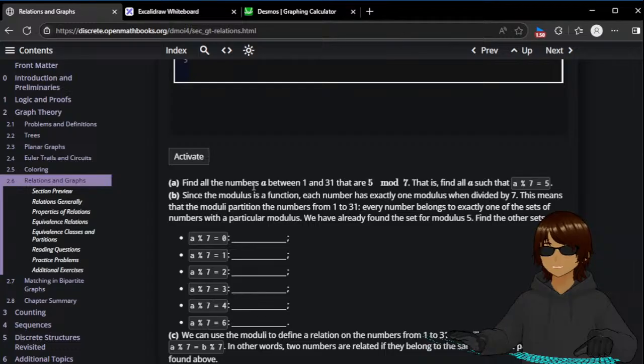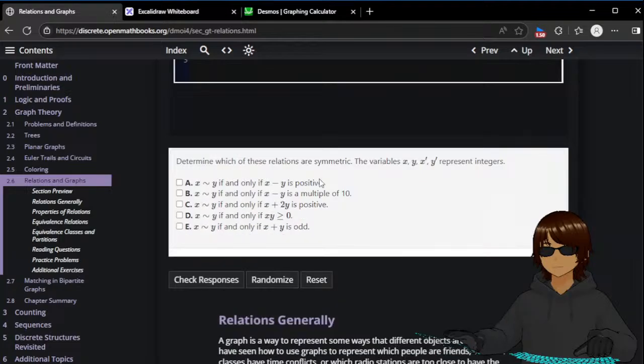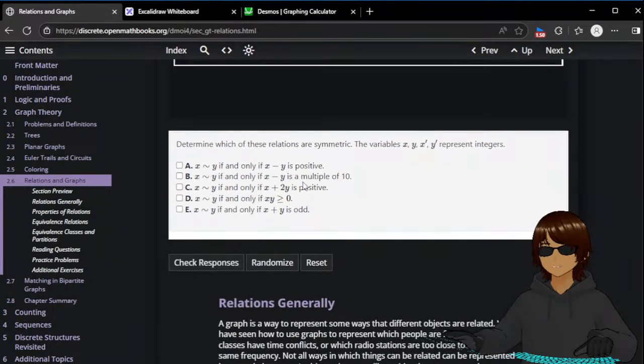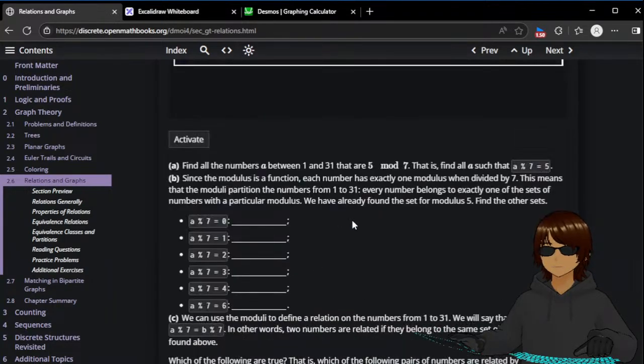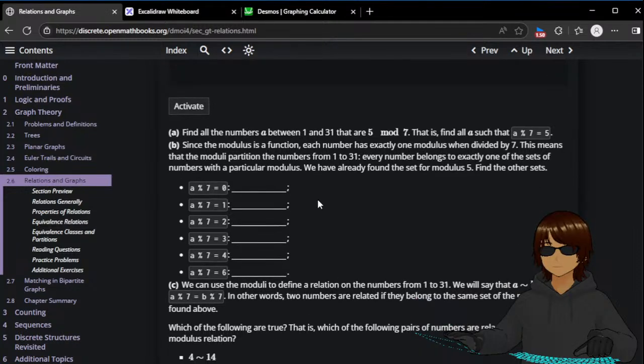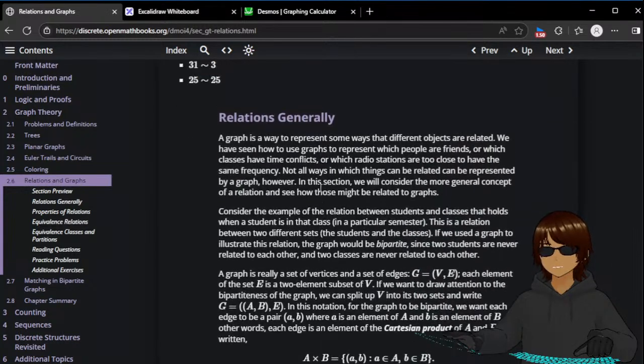Find all numbers A between 1 and 31 that are 5 mod 7. That is, find all A such that A modulus 7 is equal to 5. Why is it giving this? Okay, let's just skip this then.